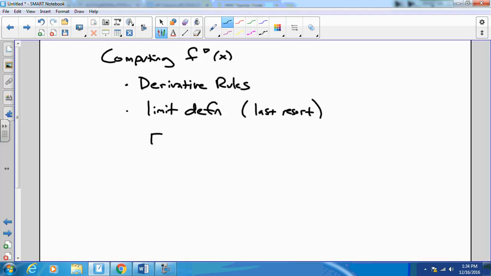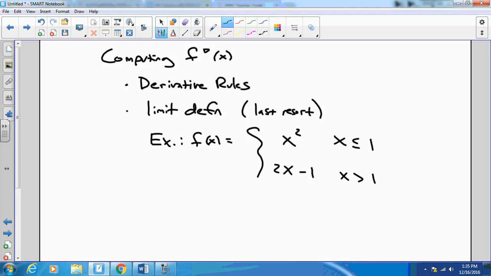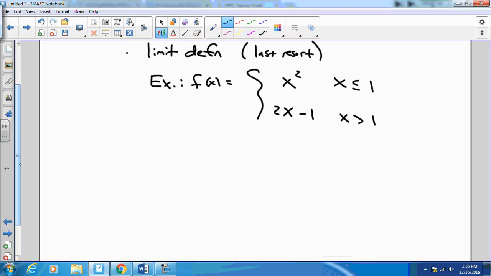So, for example, if I have f of x equals x squared for x less than or equal to 1 and 2x minus 1 for x greater than 1. And I now ask the question, what is f prime of x? Now let's examine this question very carefully. We're looking for the derivative of f with respect to x at any point x.